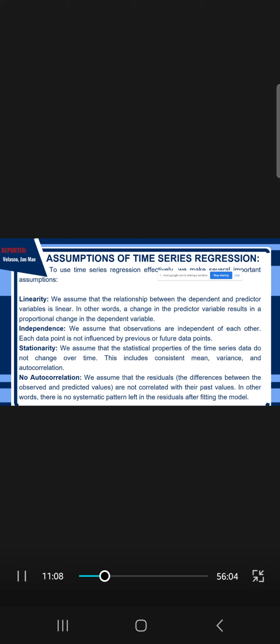So the second one is independence. We assume that observations are independent of each other. So each data point is not influenced by previous or future data points. So meaning independence, each data point is not influenced by the ones around it.